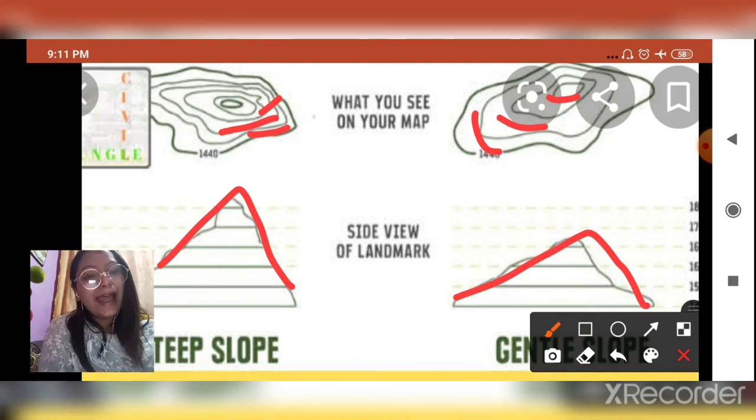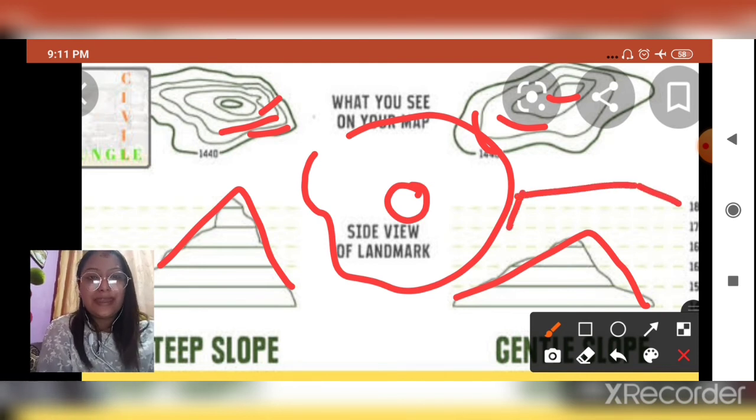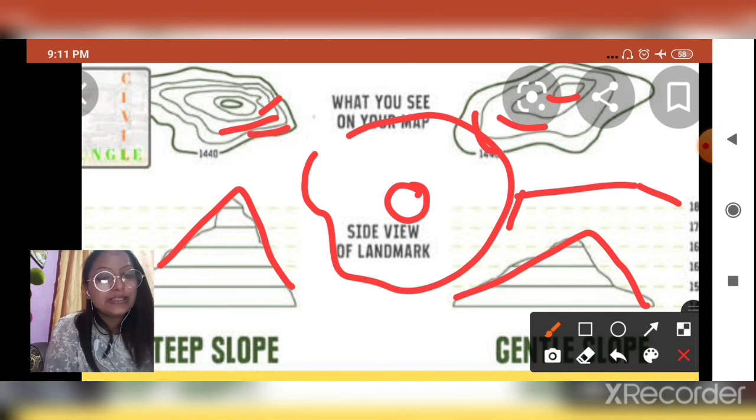Okay, when the lines are very far apart, suppose one line here, one line here, then it indicates the topography is plain or the land is flat. So this is how we identify the different topographic features with the help of contour lines. Okay, so this is what we had about the topographical map and the contour lines. We will discuss more on this topic in our next class.